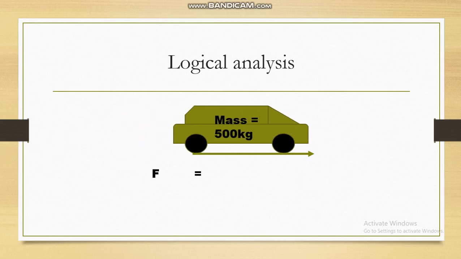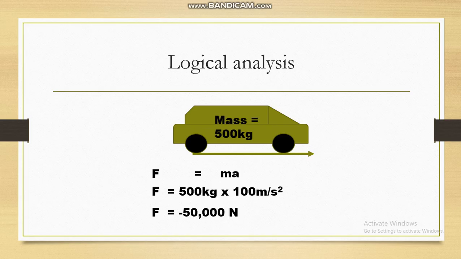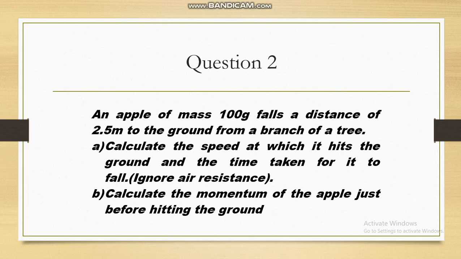Therefore, the force needed to stop the car is given by Newton's second law of motion, which states that F is equal to ma. Now we have mass, we have acceleration. We insert the values: 500 kilograms times negative 100 meters per second squared. Then we get negative 50,000 newtons. You can use that to handle this question.